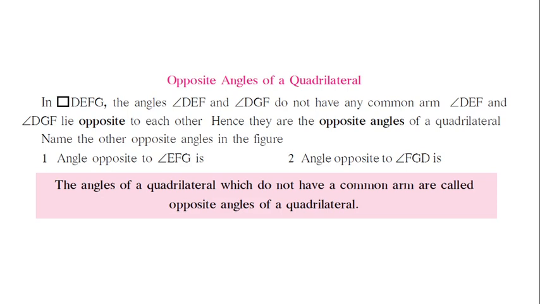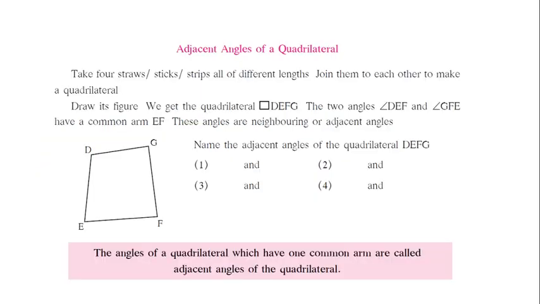To explain and to understand this concept of opposite angles of a quadrilateral, let's go one slide earlier. We will get the figure of the quadrilateral DEFG. In this, we have studied about adjacent angles of the quadrilateral. Under the concept of adjacent angles of a quadrilateral, we have studied what it actually is. Adjacent angles means the angles which are touching each other with the help of one side or common arm.